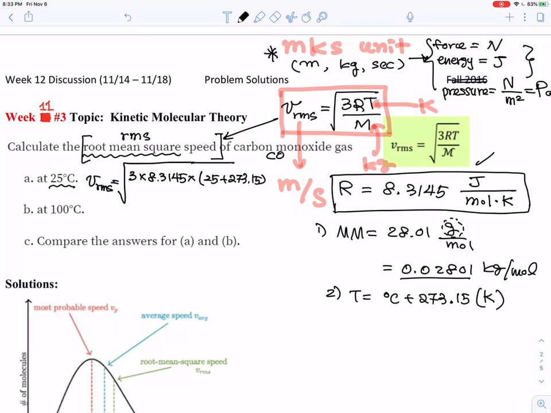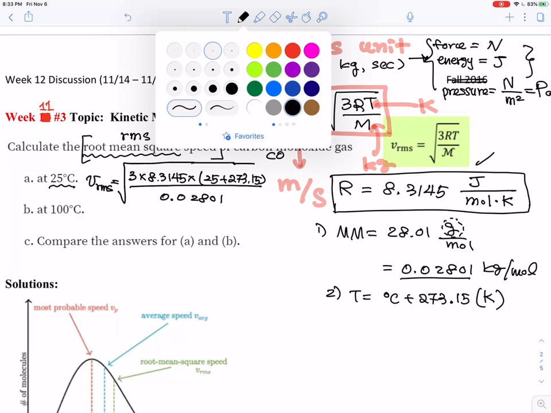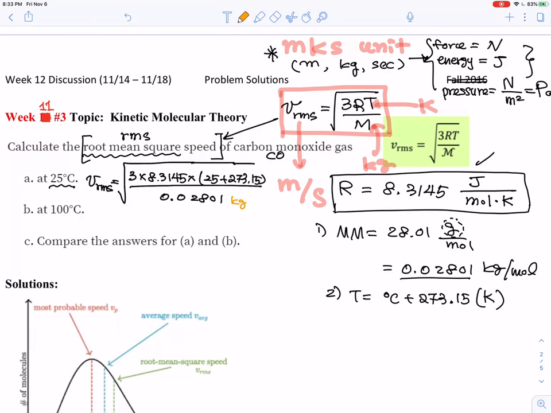Carbon monoxide is here. That's the equation, and then we divide this by 0.02801 kilogram. That's all there is. If I want to show you what I did, that is a unit of kilogram, that's a unit of Kelvin, and this is joule per mole Kelvin.